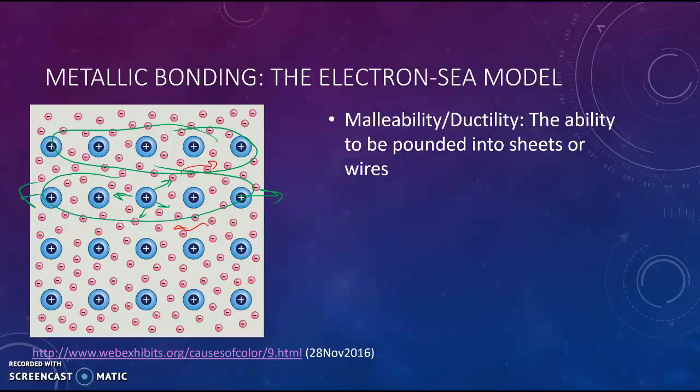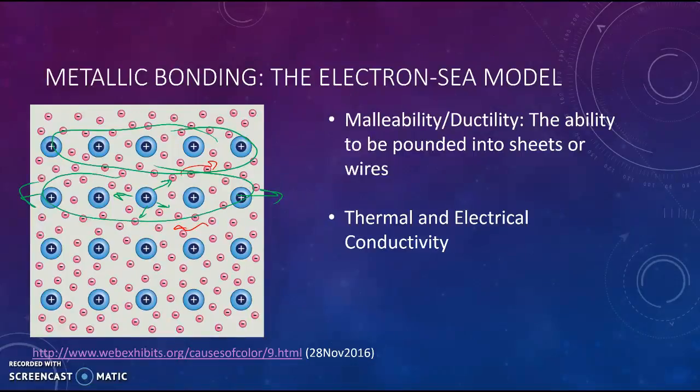And they can do this without shattering, because in an ionic compound, if you remember, we have a crystalline structure. But if we try to shift the rows over, then a positive ion will get next to a positive ion, or a negative next to a negative, and that's a repulsive force, and the whole thing shatters. And metals don't tend to do that. So anyway, the sea of electrons explains malleability and ductility.